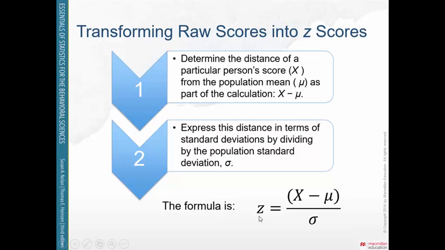Here's the formula. z equals the score minus mu, the mean of the population, divided by sigma, the standard deviation of the population. Remember, if we're using mu and sigma, these are population symbols, and it means we're talking about a population. So the score minus the population mean, over the standard deviation of the population.